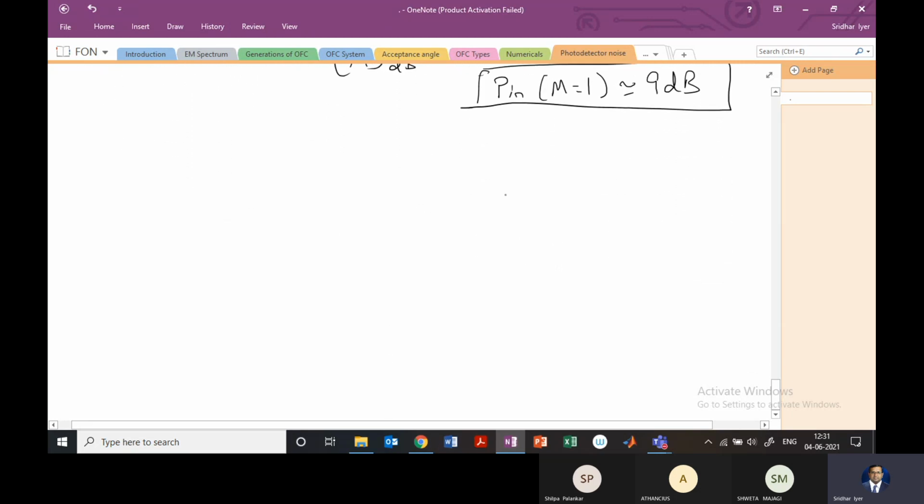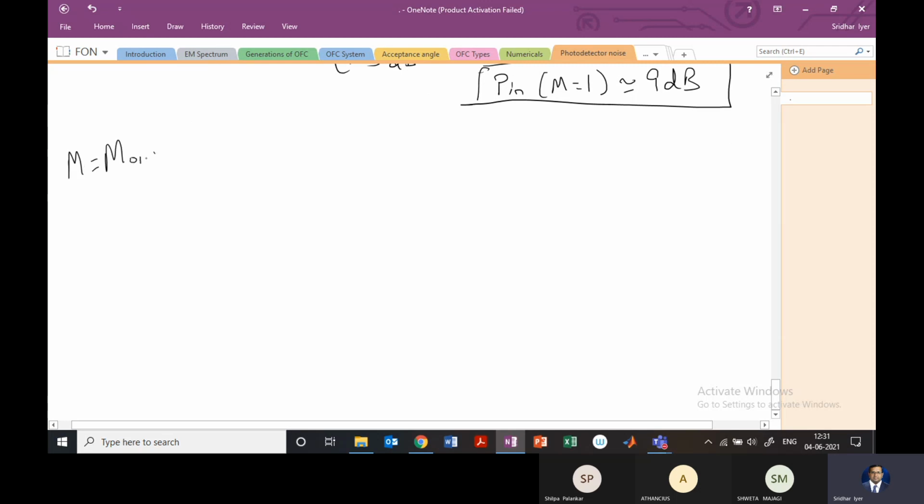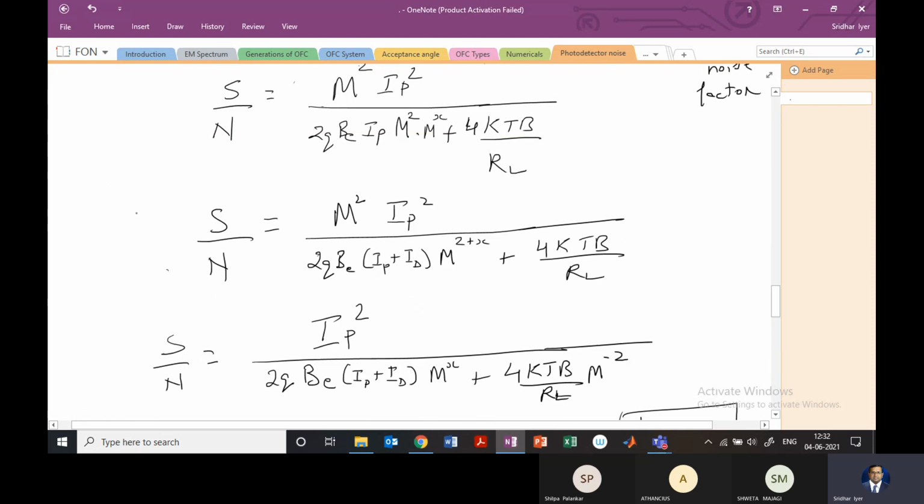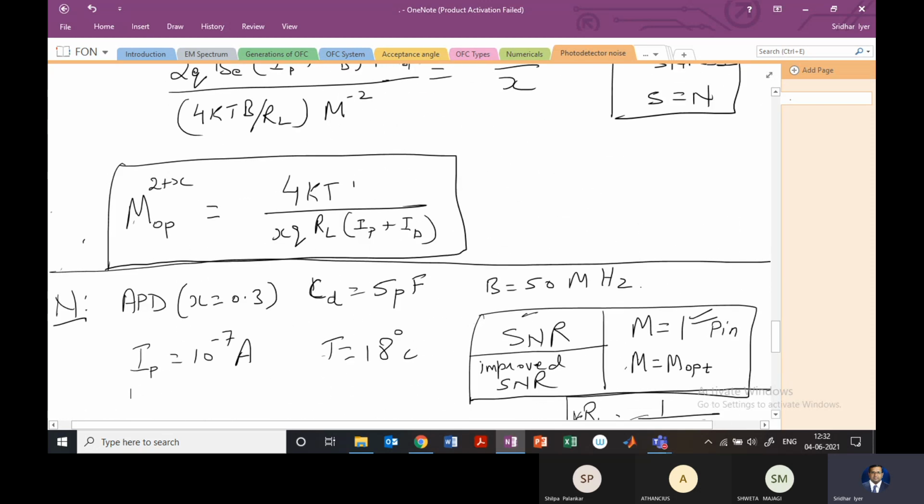Now for the same configuration, if we use m as m optimum, that means we are using an APD, we want to find the signal to noise ratio. Since an APD has a multiplication of the current, we expect the signal to noise ratio in this case to be higher. It is supposed to be higher. So we are going to use the standard equation. I'll scroll up and show you the equation which we had derived. This is the equation we are going to use.